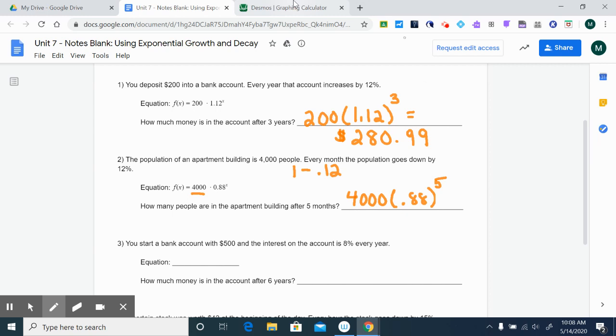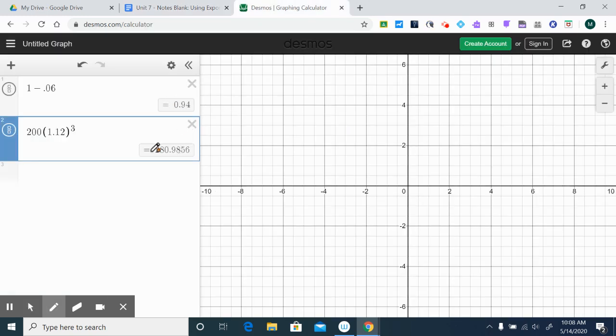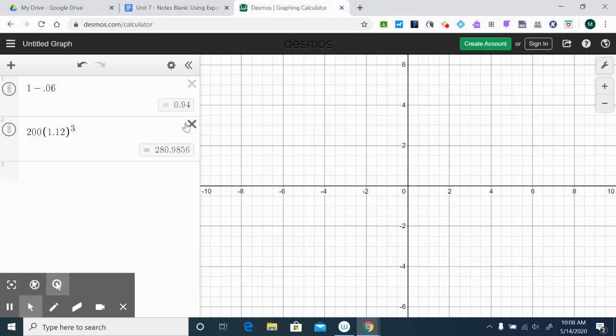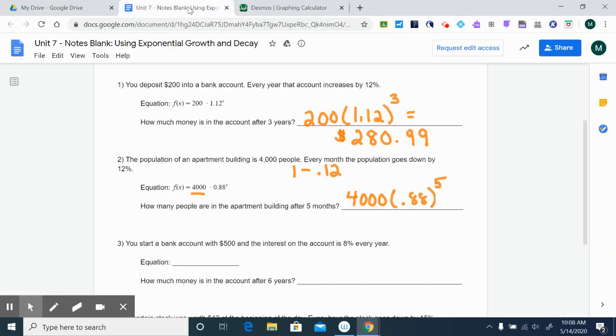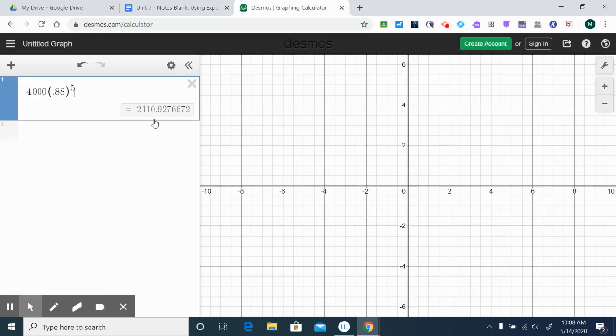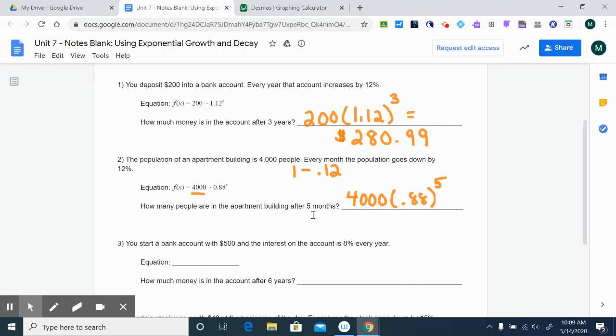we're going to substitute in a 5 for it. So when I go into my calculator, I've got 4,000 times 0.88 and raise it to the 5th power. And it's 2,110. Let's see. So after 5 months, 2,110.93 or so. I'm not sure how we're going to round that one.